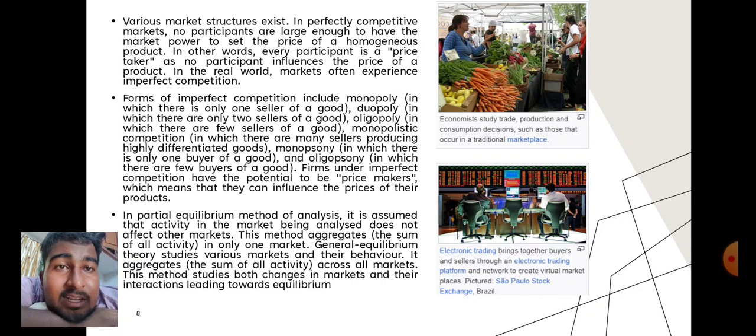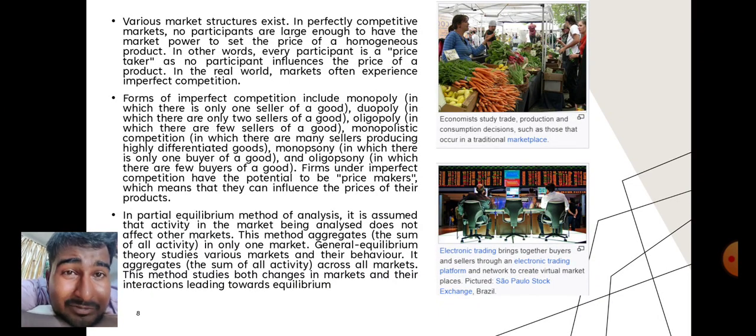Poly means seller, and monopoly means only one seller of a good. Duopoly means there are only two sellers of a good. Monopsony, in which there is only one buyer. Poly means seller. Sony means buyer. And oligopsony, in which there are few buyers of a good.